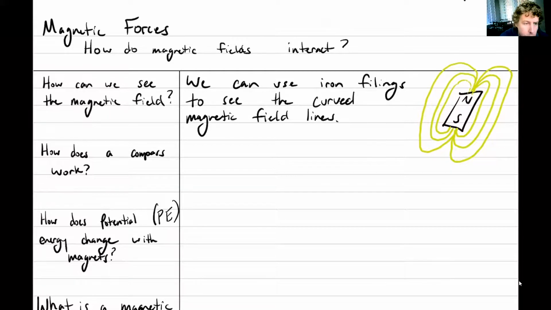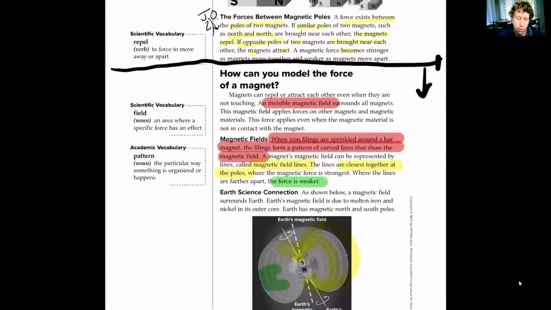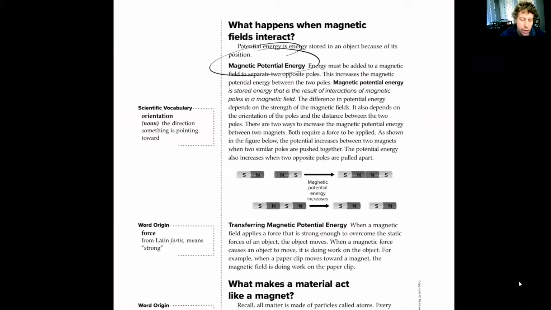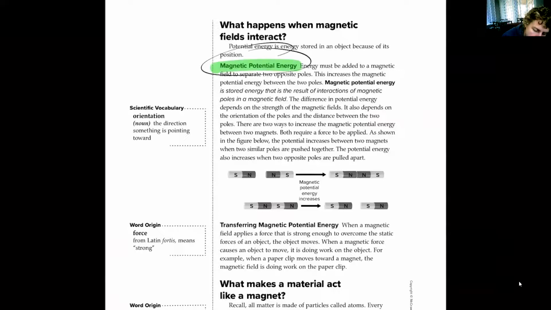So let's look at number 2 here. How does a compass work? So you're going to go to the next page. And you're going to read this paragraph here. And you're going to try to summarize this paragraph for how a compass works. All right. The third question asks, how does potential energy work with magnets? You're going to find that right here on the third page. So use this paragraph to explain. I would draw this picture in your notes. That picture should help you visualize and see how magnetic potential energy will change.